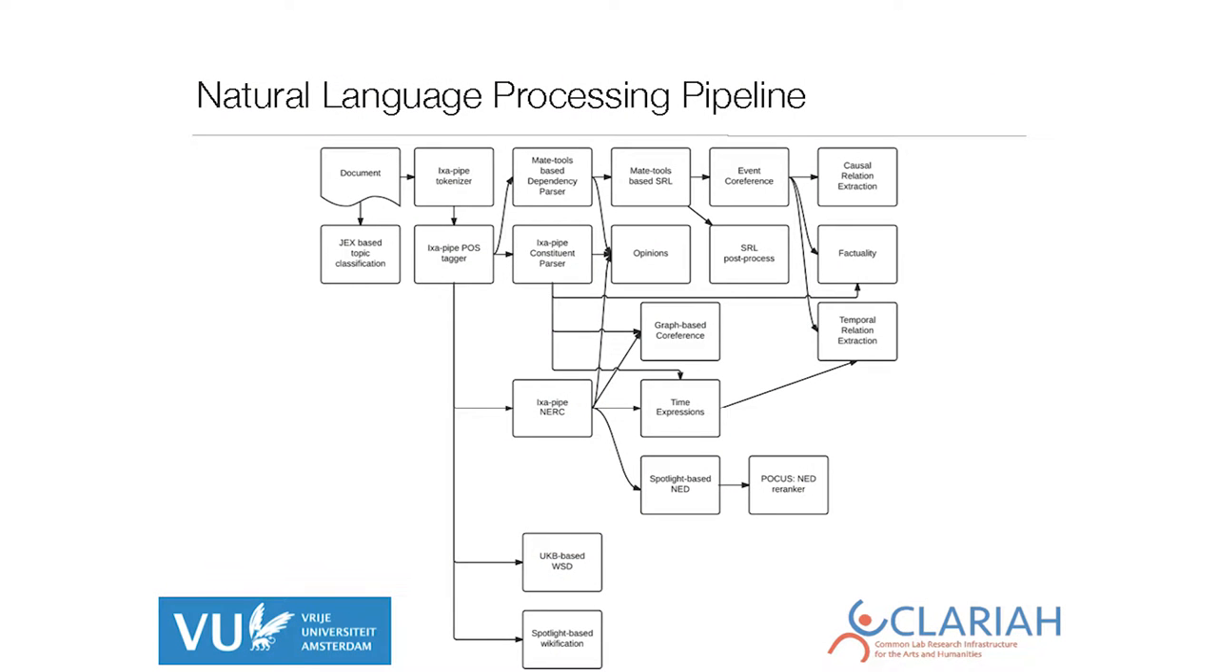The natural language processing pipeline. This is the pipeline for English that we have. We have similar pipelines for Dutch, Spanish, and Italian. I think actually our Basque colleagues also made one for Basque. And there's a lot of modules in here. And basically what these arrows indicate is that certain modules are dependent on other modules.